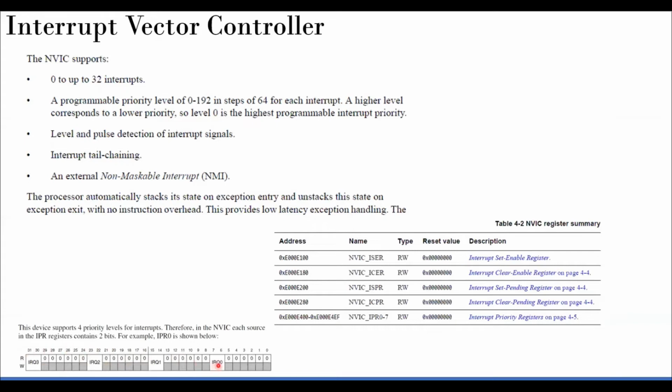So it has only 4 levels of priority because of 2 bits at a time. So 00, 01, 10, 11. That means 0, 1, 2, 3 are the levels. 0 of course means the highest priority and 3 of course means the lowest priority. And this entire set is for one interrupt. So let's say the 0th interrupt, I put 00 here, which means the highest priority. And so on. We'll come to this in some detail as we proceed.